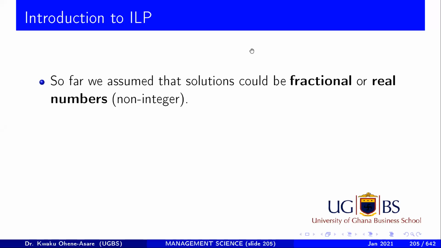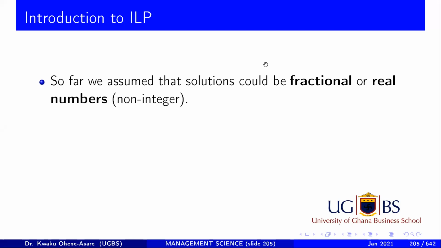Ladies and gentlemen, so far we have assumed that the answers we have been getting in linear programming can be fractional. I'll give you an example. There was a marketing example that we did. In that example, we had TV to be 1.18, I think 1.82, then the radio advert to be 10, and the newspaper ad to be 3.18. So those were decimals, which means they are fractions.